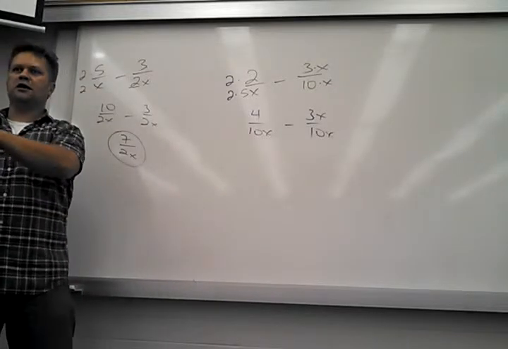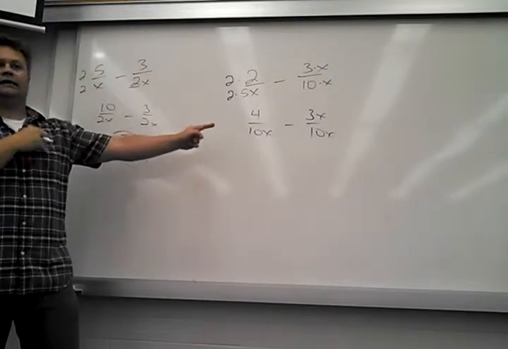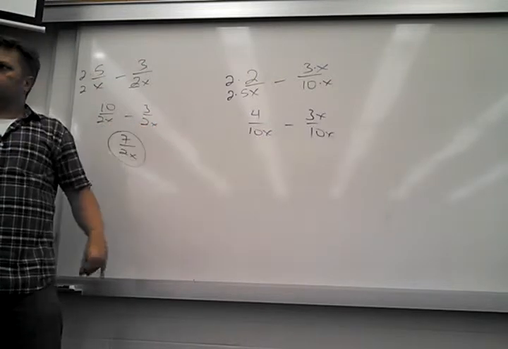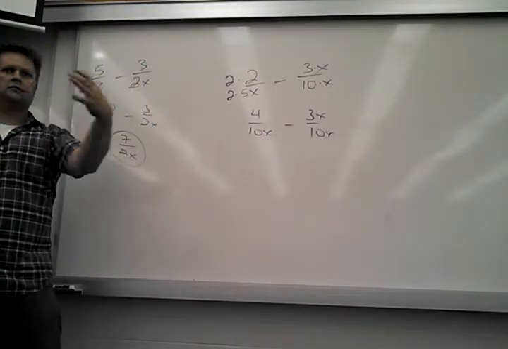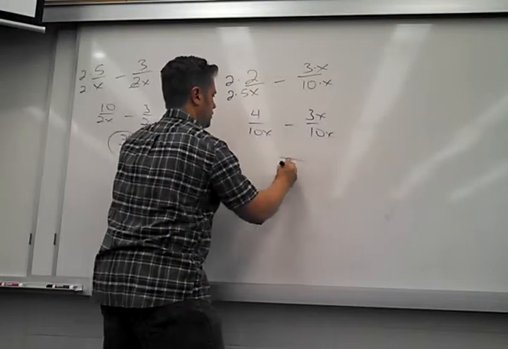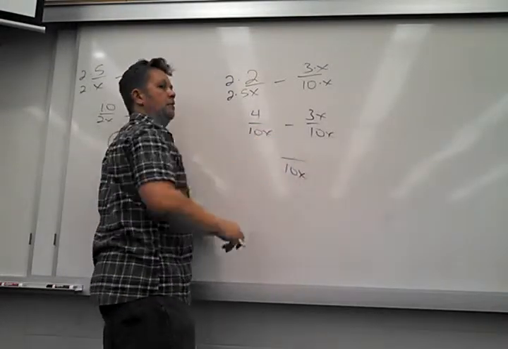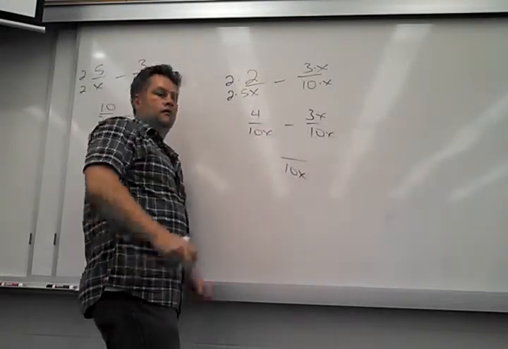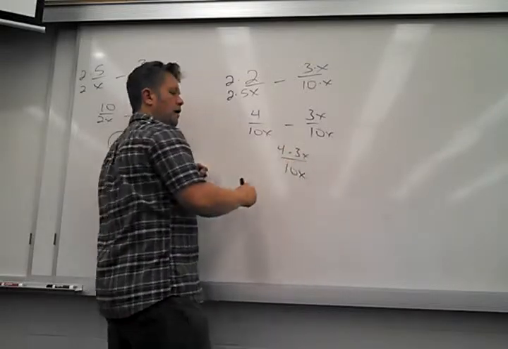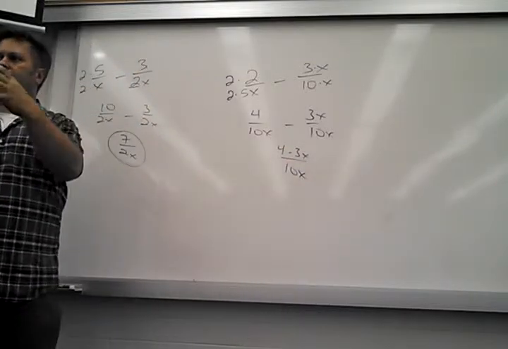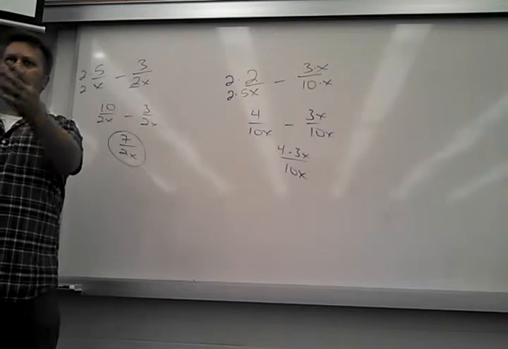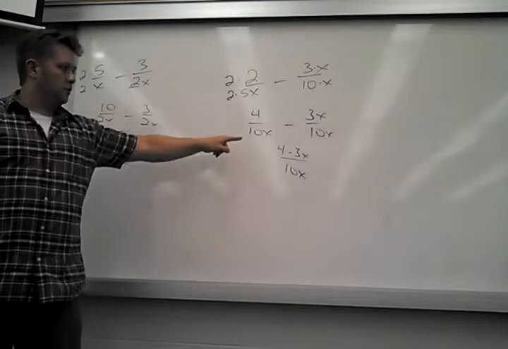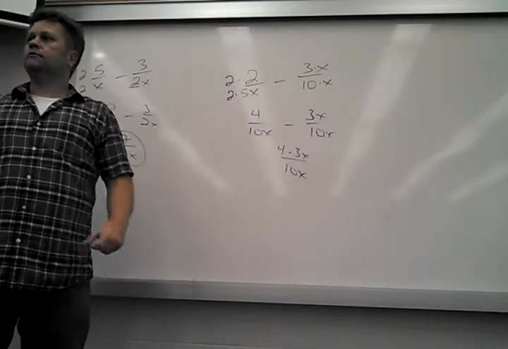That was one problem somebody asked. Now, the other problem somebody asked me about was exactly like this. Now the bottoms are the same. I am allowed to put them together, all over 10x, but what is going to be on the top? 4 minus 3x. Are they like terms on the top? No. So what is 4 minus 3x? 4 minus 3x. So that's what I put on the top. That's the answer. That's it.